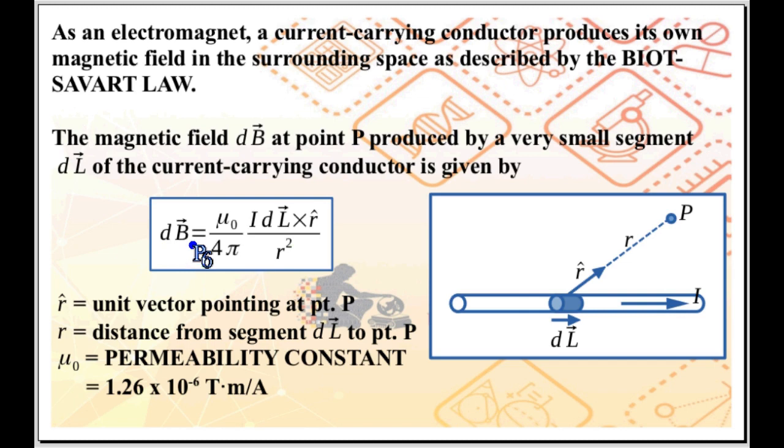Integrating dB will give you the total magnetic field B at point P. Integrating the other side, you're basically integrating dl. We integrate dl in such a way that we form the shape of the current-carrying conductor. And note that we have a cross product in the equation. You have dl cross r hat, meaning before you may integrate, you have to evaluate the cross product first.